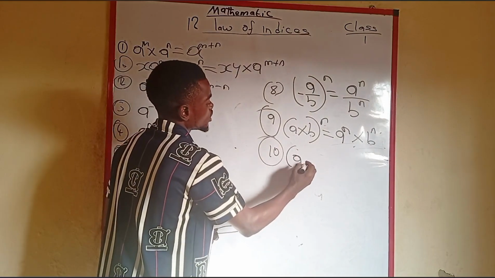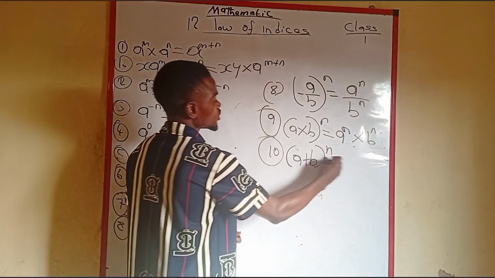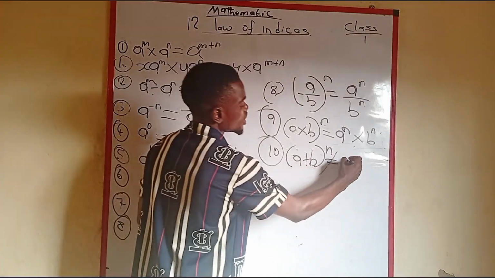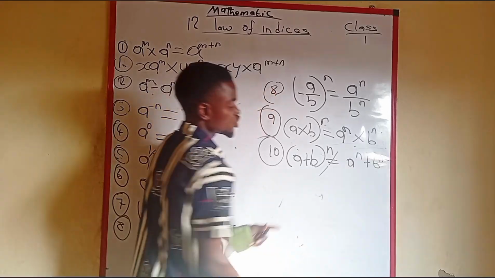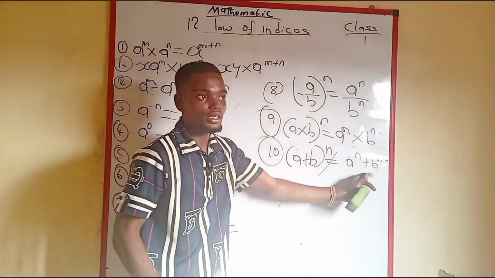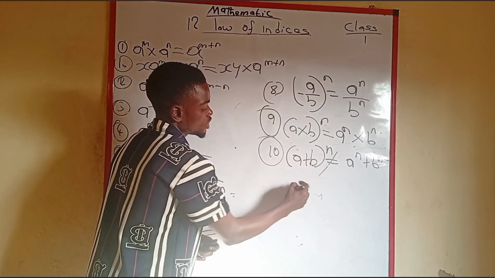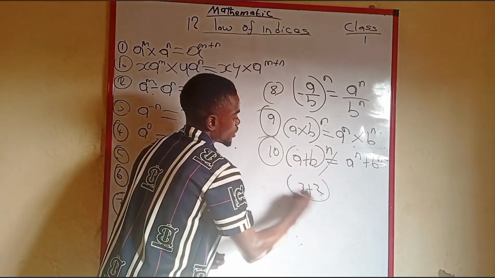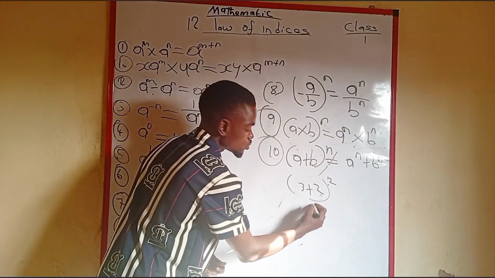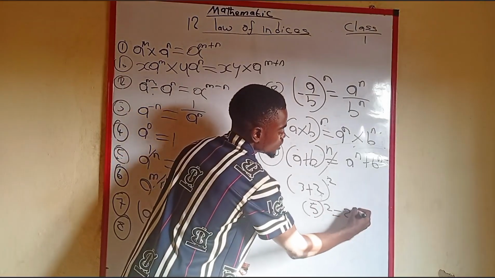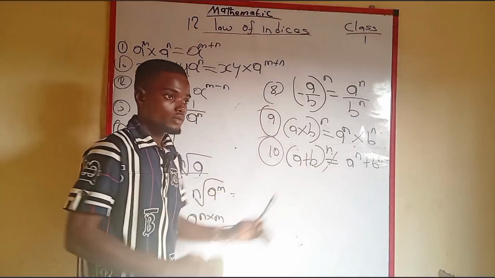Now rule number 10 is, if I have A plus B all to the power n, this is not equal to A to the power n plus B to the power n. If you say that this is equal to this, it is wrong. It's going to give you a wrong answer. All you need to do is to add them together first. Assuming it is 3 and 2 to the power 2, it is going to be 3 plus 2, which is 5, to the power 2, which is 25. So once it is under addition, the power is not distributive.